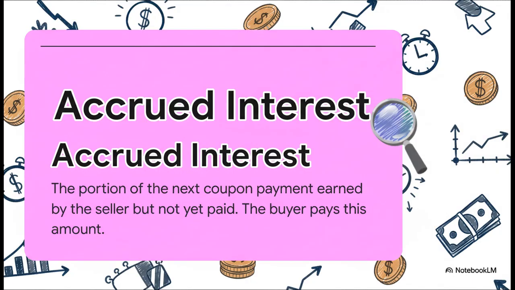Just imagine a bond pays a coupon every 6 months. If someone holds it for 3 months and then sells it to you, they've earned half of that next coupon payment, right? It just makes sense. Accrued interest is simply a fairness mechanism. It makes sure the seller gets paid for the time they held the bond. You, the buyer, just pay them that interest they've earned up front.